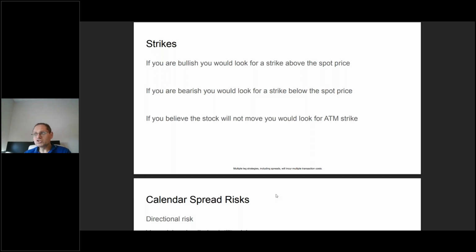Okay, so if you're bullish, you want to pick a higher strike where you think the stock will drift to. If you're bearish, you want to pick a lower strike. If you think the stock will be right here, then you'll pick the strike nearest to the current stock price.